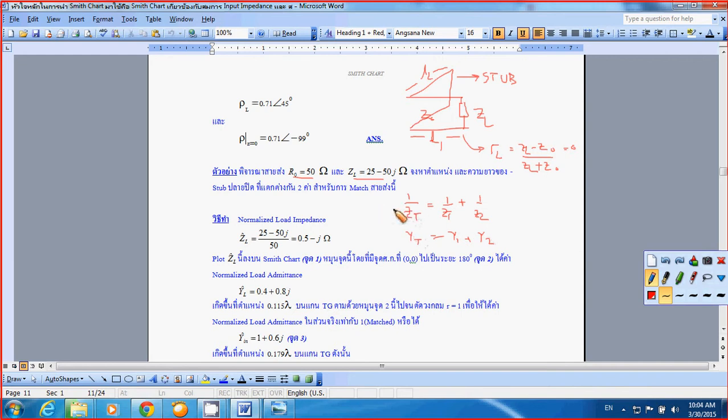So the first step we're going to do is convert the impedance system to an admittance system, and of course we're going to use the Smith chart for this job. So let's see how the system works. Okay, I'll start over again. Now we're going to talk about the admittance system here.